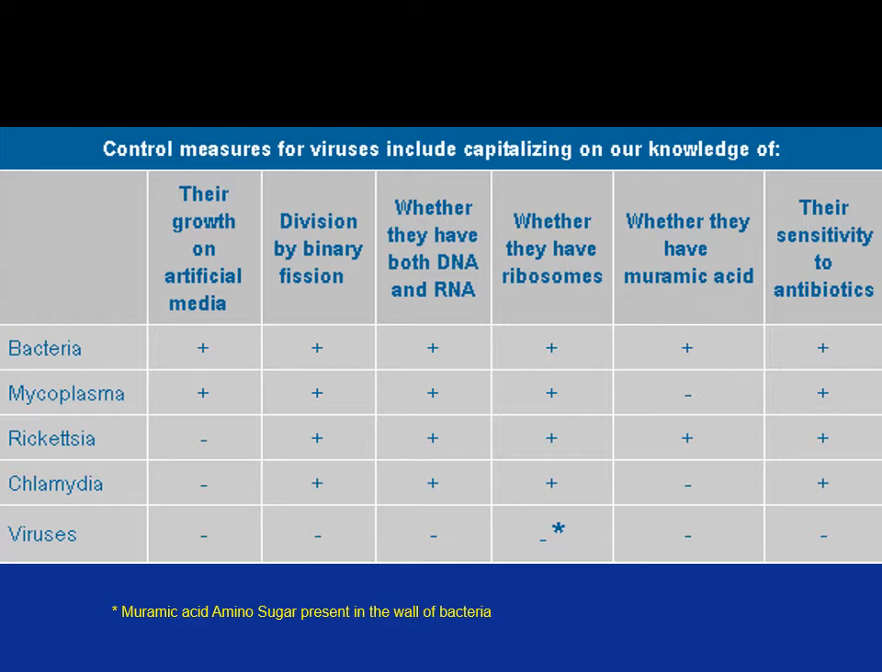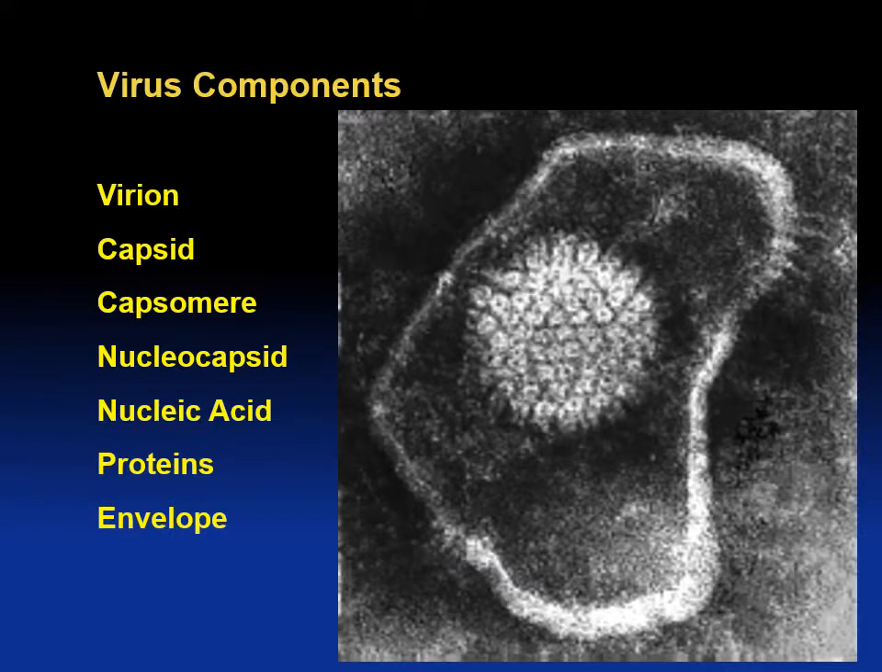And mind you, also, for example, muramic acid, we tend to see that this is present in the wall of bacteria. However, this is not present in the case of viruses. Now, having said so, viruses usually have certain components.